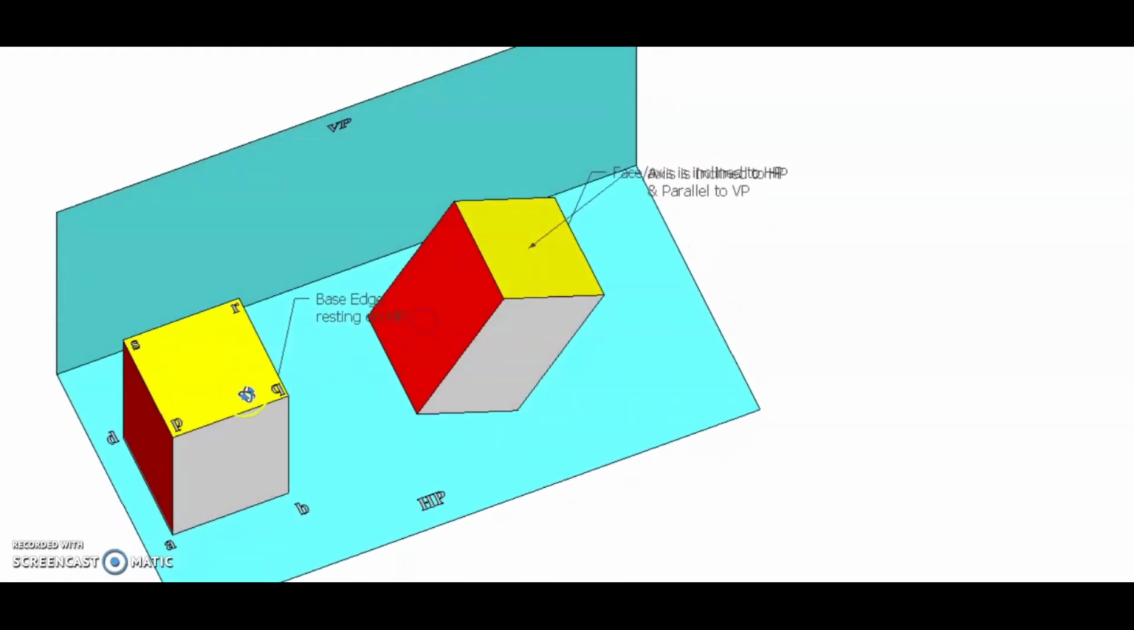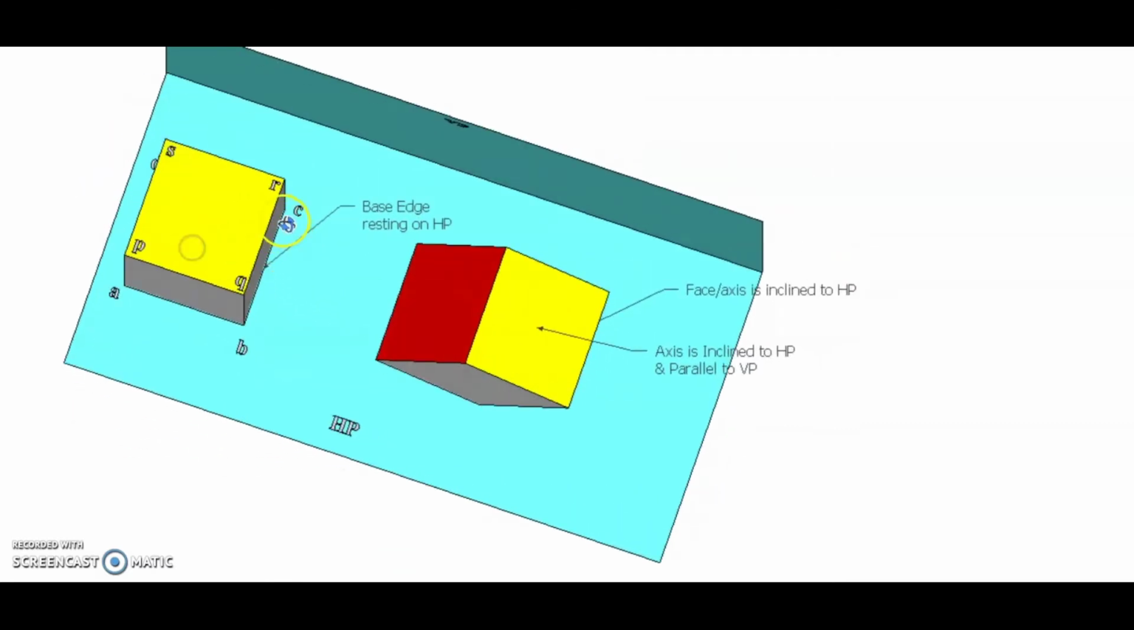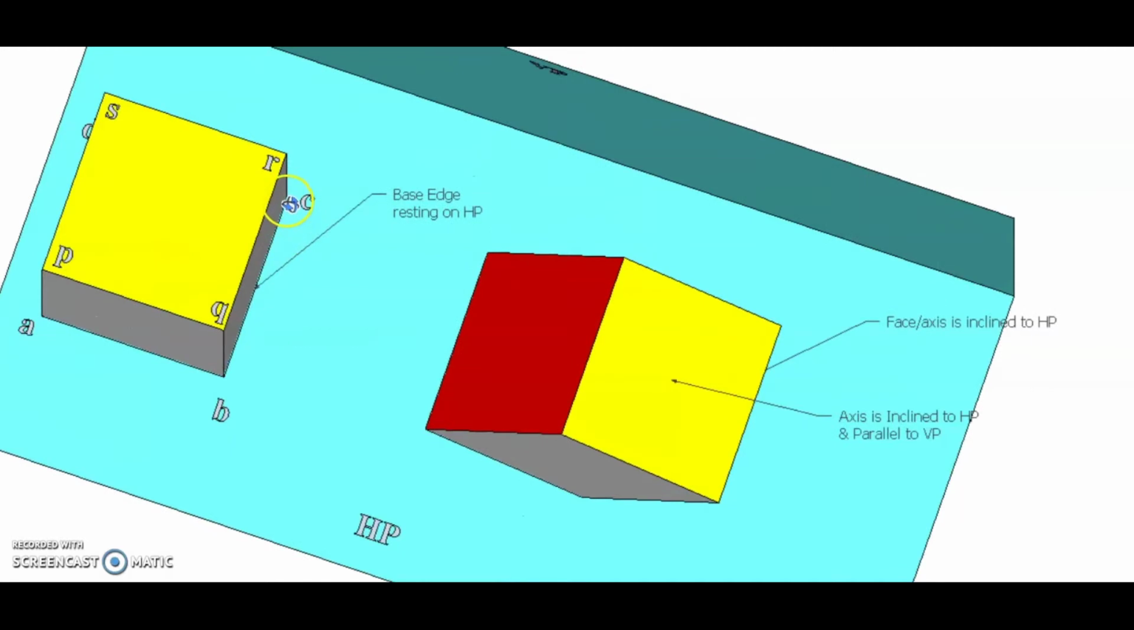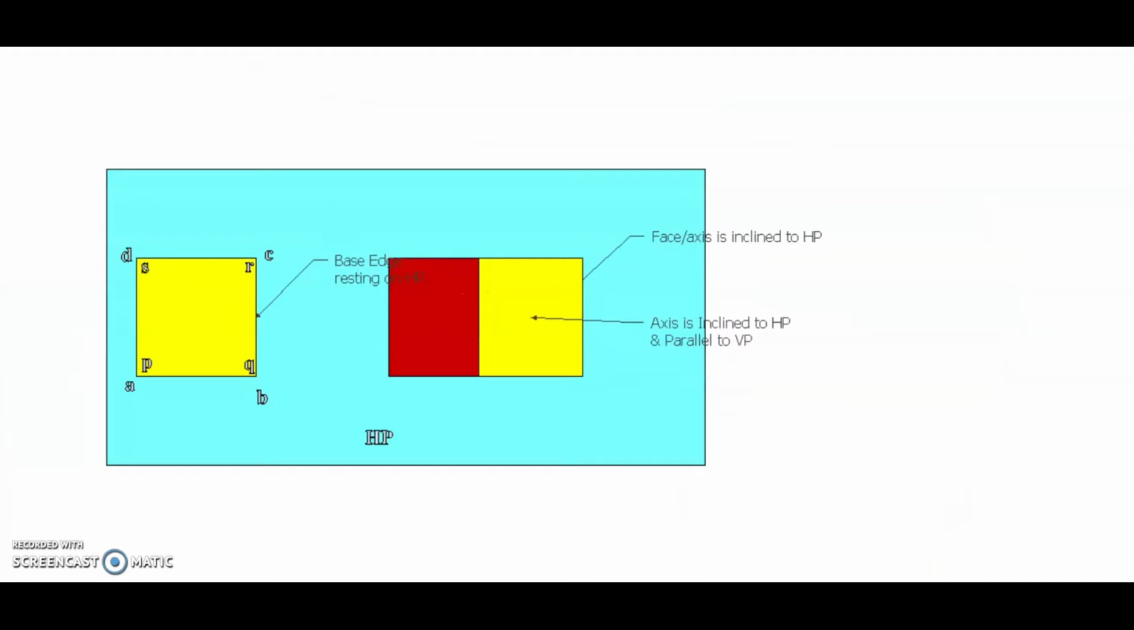Now in inclined condition, this face is clearly visible, as well as this top base is also visible. Now what is the hidden portion? In this case, this edge is not visible, this resting edge is not visible. So we have to show it by dotted lines.